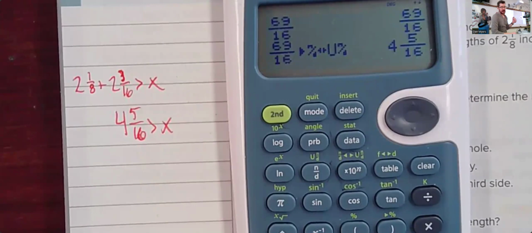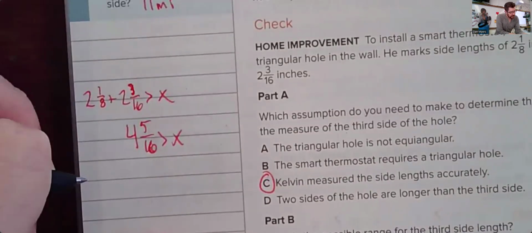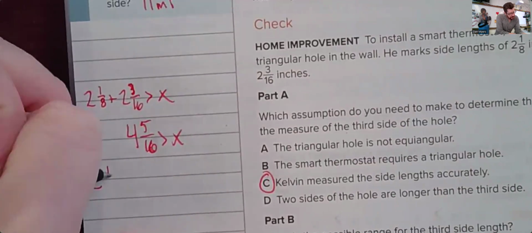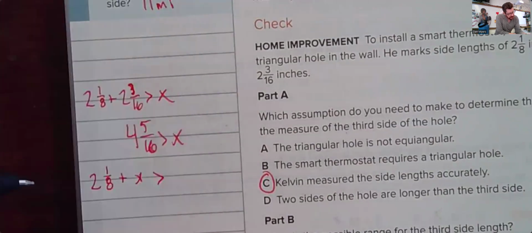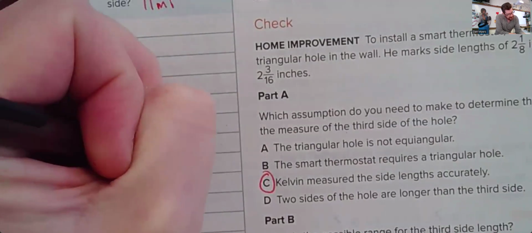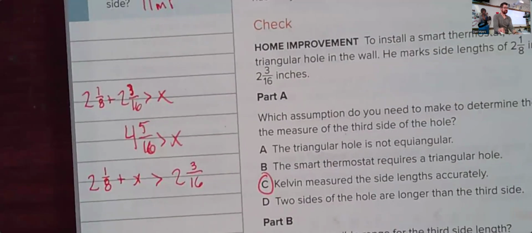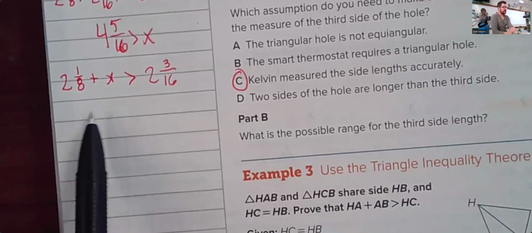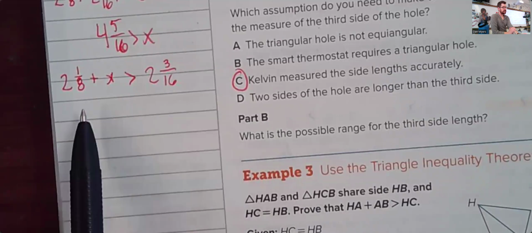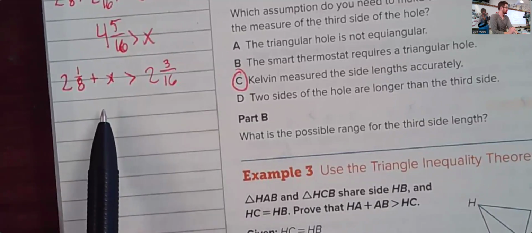So then we got to test out a couple other ones. So let's say 2 1/8 plus x is greater than 2 3/16. What would we do here to get x by itself? I think I heard it. What is it? Subtract. Yeah.